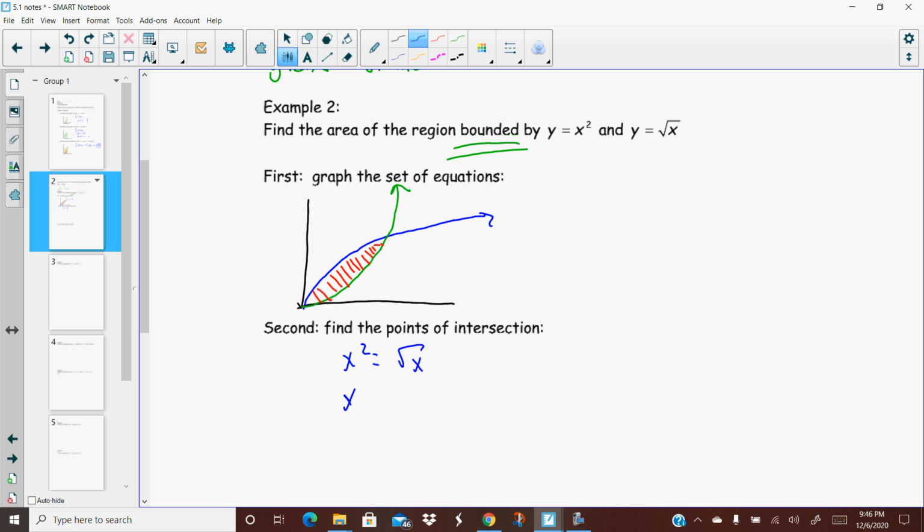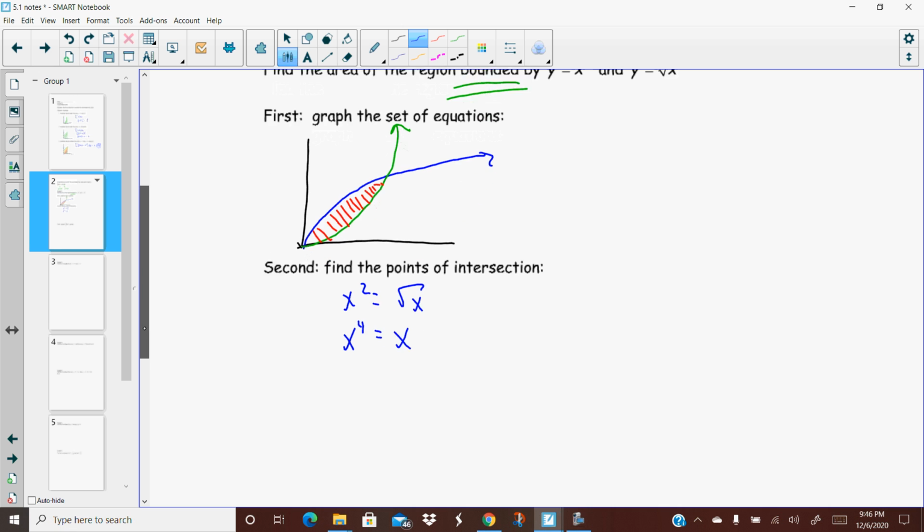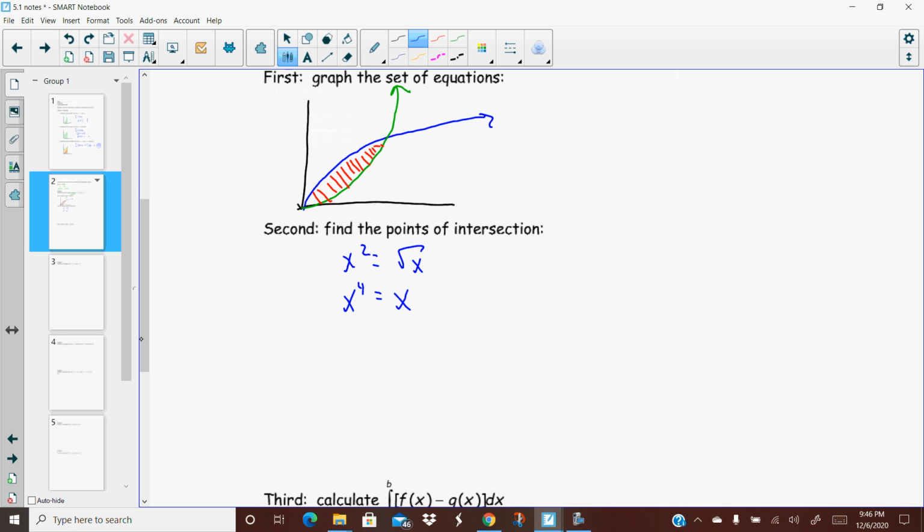Squaring x squared will give you x to the 4th. Squaring the square root of x will give you x. You don't want to divide an x out of this, because you will lose one of your solutions. So don't divide this and say, oh, well, x cubed equals 1. That is a true statement in this case, but it's going to lose a solution. So what you want to do instead is subtract x on both sides, get one side to equal 0, and then we'll factor.